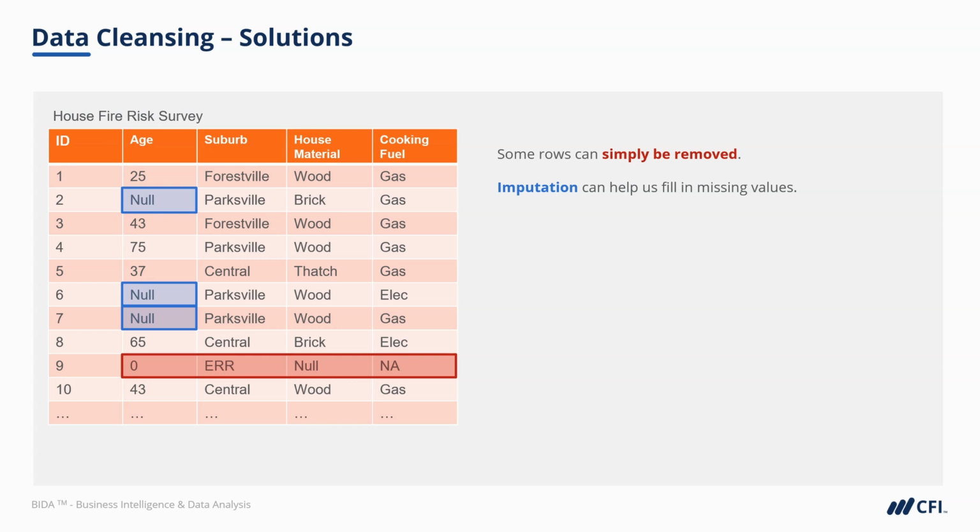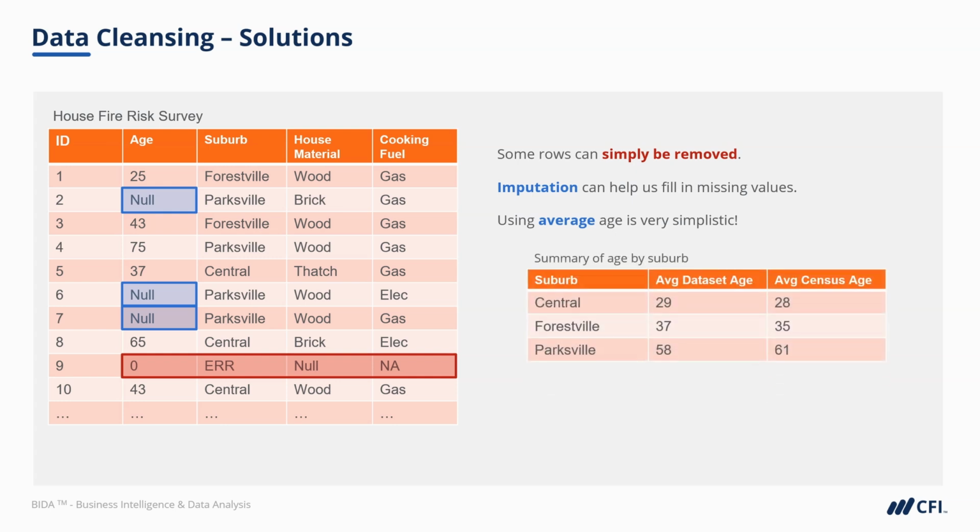One method of filling in these values is simply to take the average of ages in the dataset. This method is used a lot, but is probably too simplistic for most scenarios. In this case, we get an average age of 38 across the full dataset. Instead, is there a better way we can predict a customer's age? Well, what if we looked at the average age in the dataset by suburb? Using both the ages in our dataset and a separate set of census data, we can see that the average age in each suburb is very different. 38 is already looking like a bad estimate for these missing values.